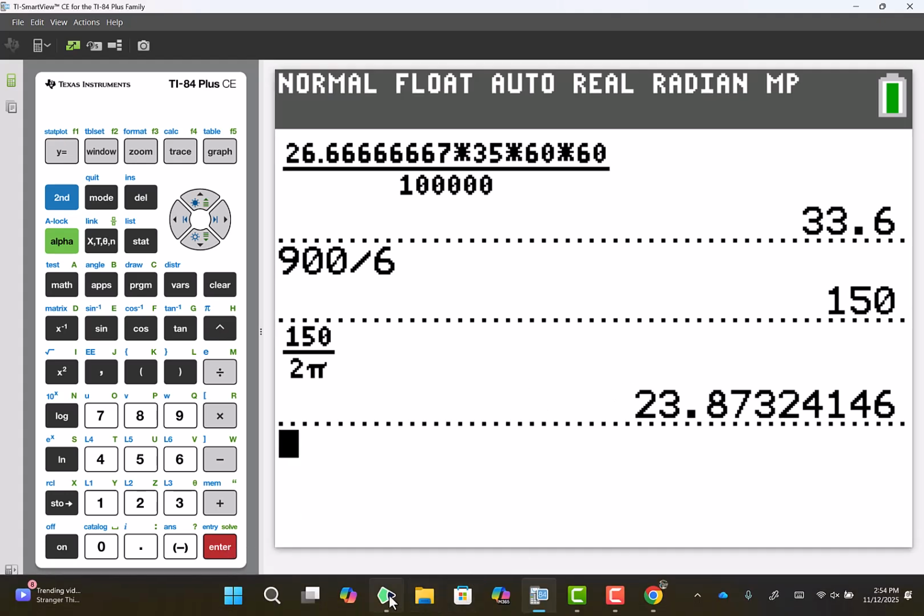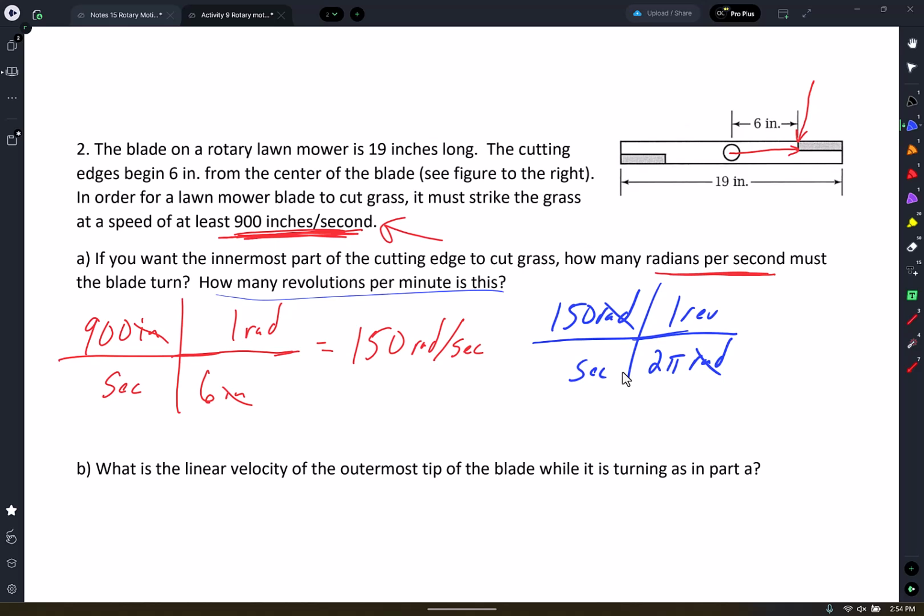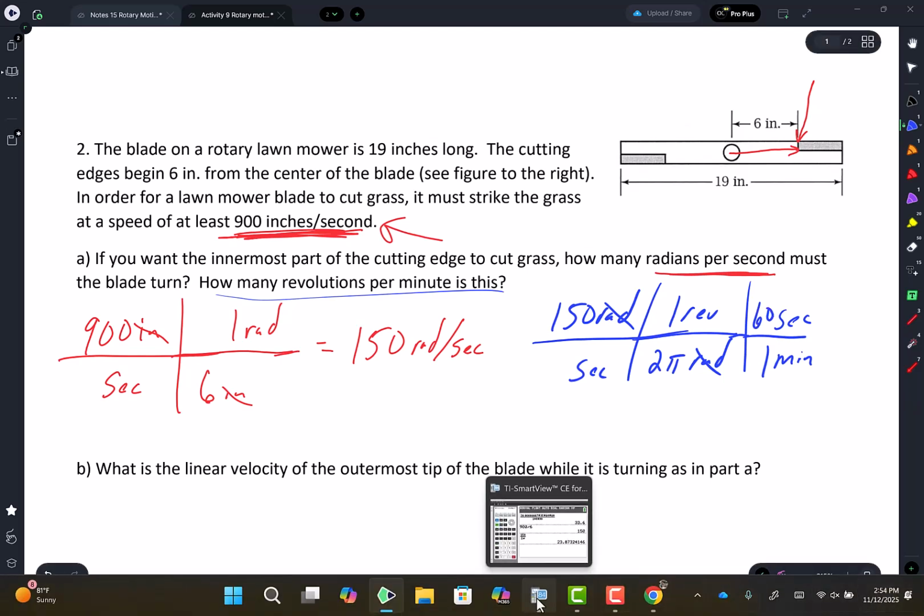Oh, wait. Hold on. This is revolutions per second. Do I want revolutions per second? No. Okay, do one more line. I want revolutions per minute. So what do I put in the top and what in the bottom? Second and minute. The minute is longer. So in 1 minute, there are 60 seconds. All right, let's do it again.